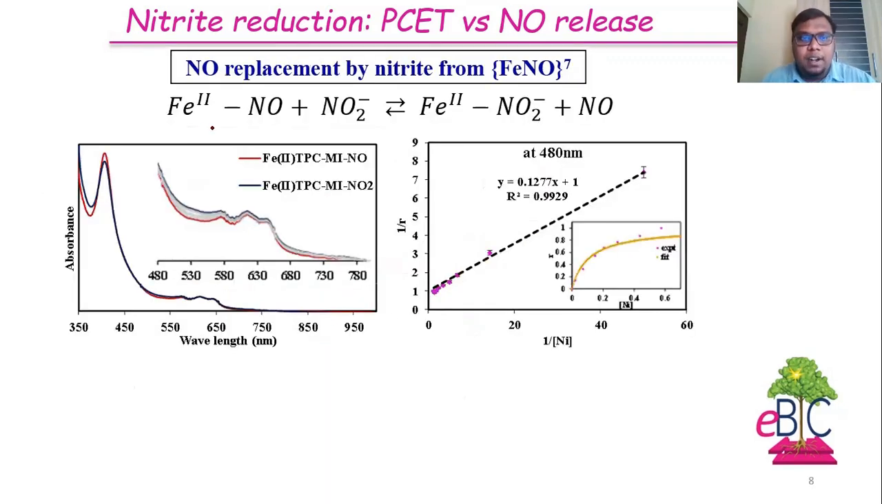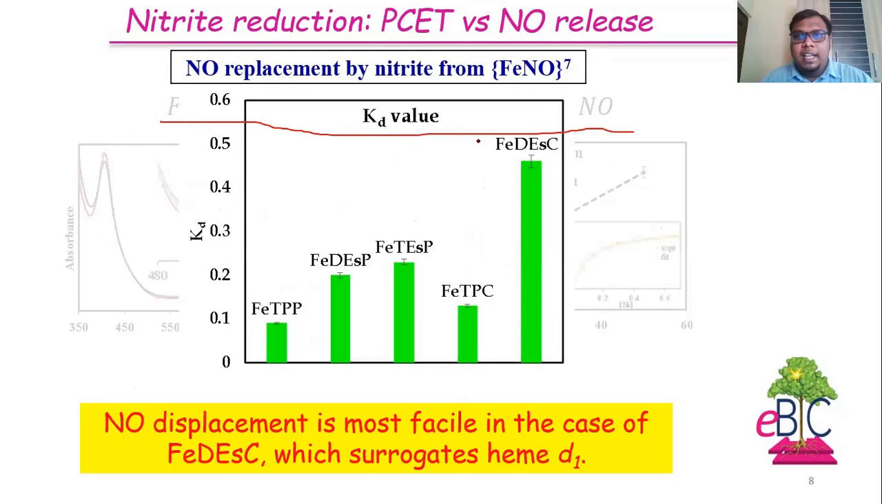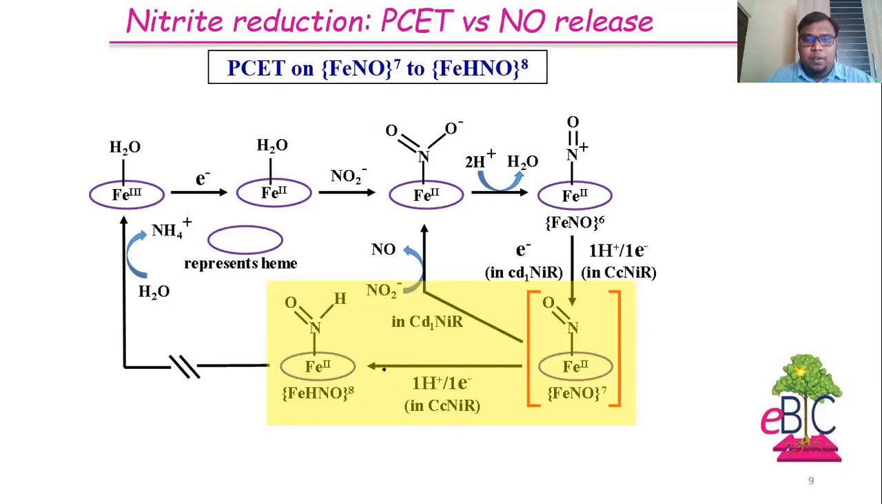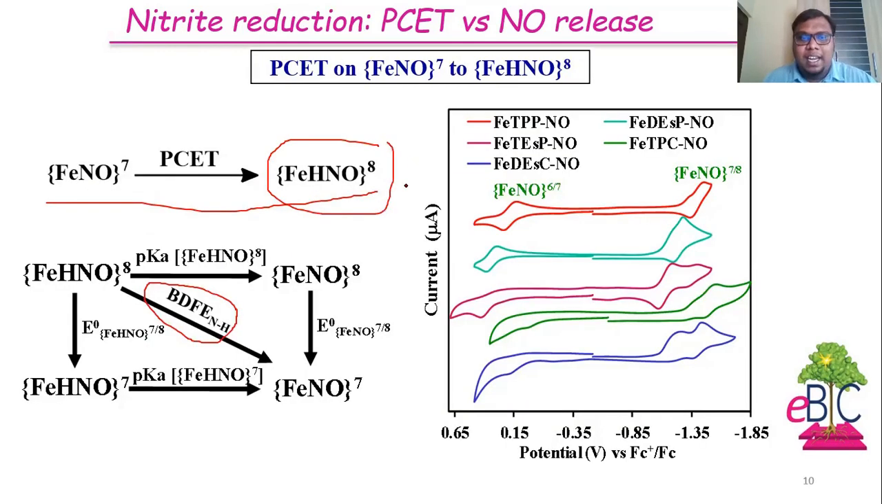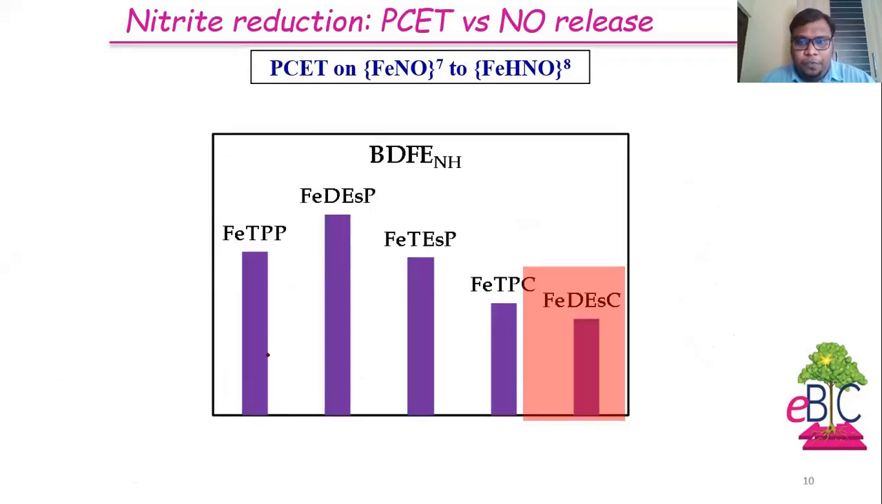Now, this is the particular reaction actually operating in the case of Cd1NiR, where nitrite comes and releases NO. We find this NO dissociation is highest in the case of iron diester chlorin. Now, let us consider this particular step, which is actually operating in the case of CcNiR. We can actually get the information. We found that BDFE is lowest in the case of iron diester chlorin.